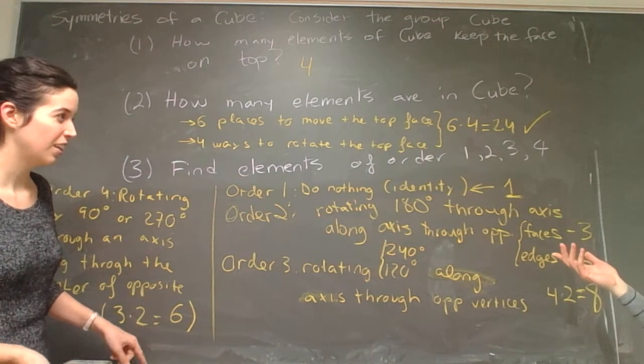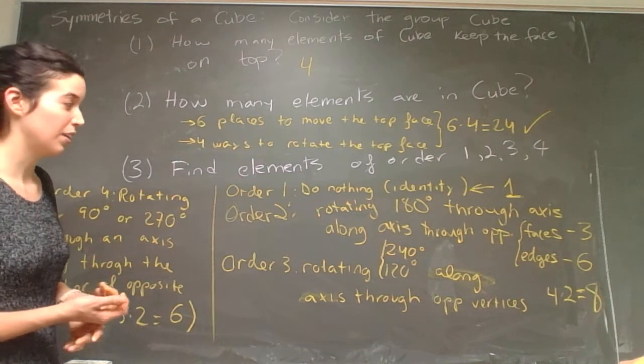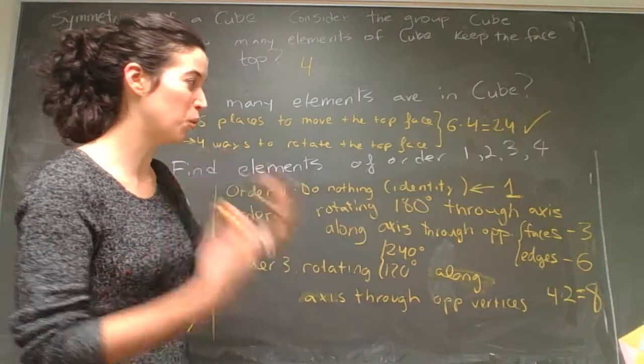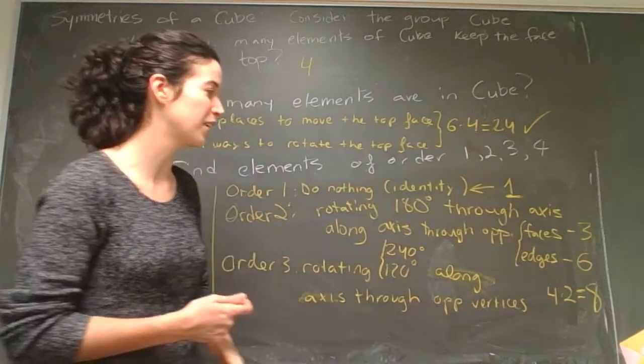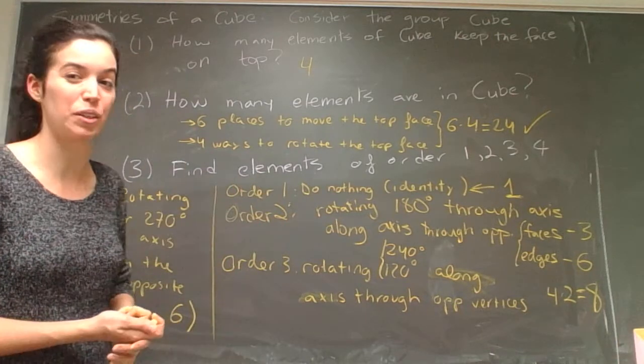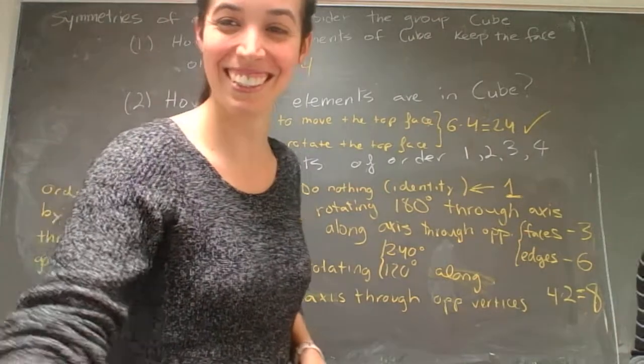And the next question was, can you find elements of other orders? And the answer is no, because this is the list of all elements of the cube. So we've done more than we were asked to, actually. But now, in this way, we know that we can find an element of another order. All right. Great.